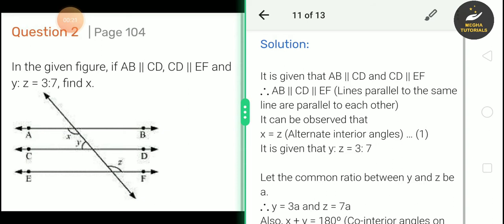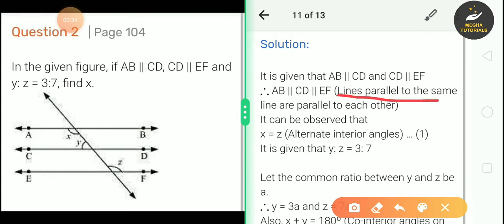It is given that AB parallel to CD and CD parallel to EF. Therefore we can say that AB parallel to CD parallel to EF. Property is lines parallel to the same line are parallel with each other. Now if we consider AB parallel to EF, then we can say that angle x and angle z are equal because of alternate interior angles. Give this as equation 1.